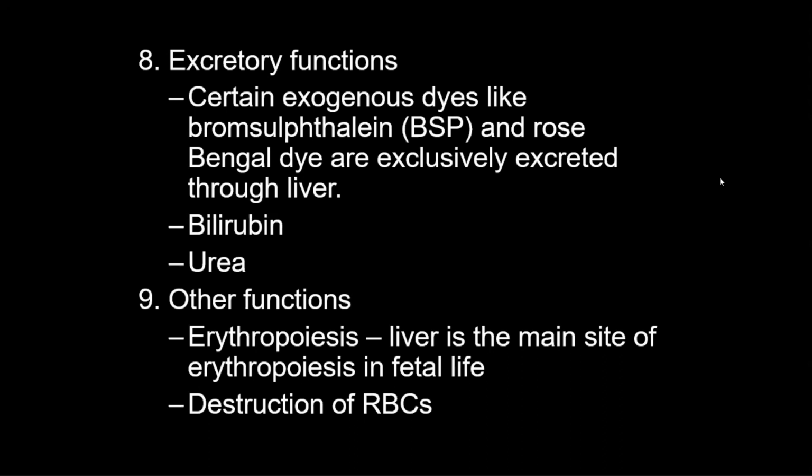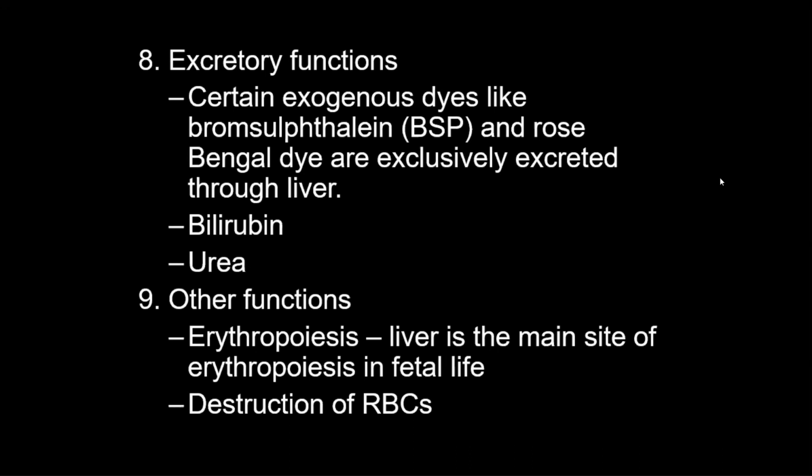Excretory function: toxic substances that are produced in the body are excreted through the liver. Other excretory waste products are also removed by the kidney through urine. Certain exogenous dyes, such as bromosulfophthalein and rose bengal dye, meaning all the colored substances that we consume, are excreted by the liver.